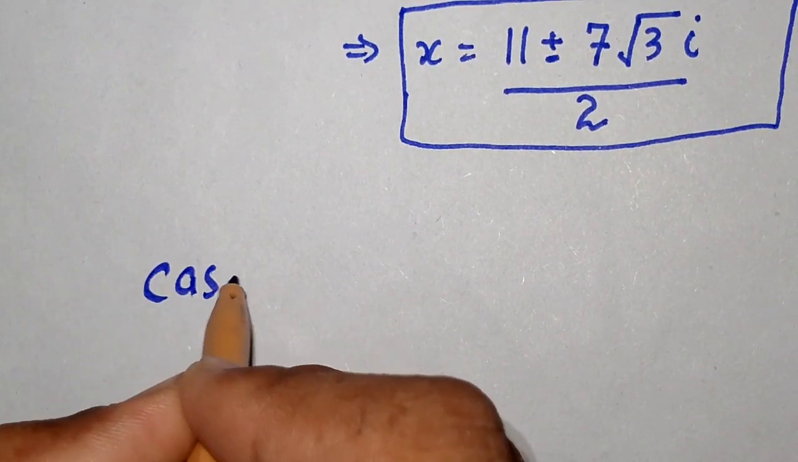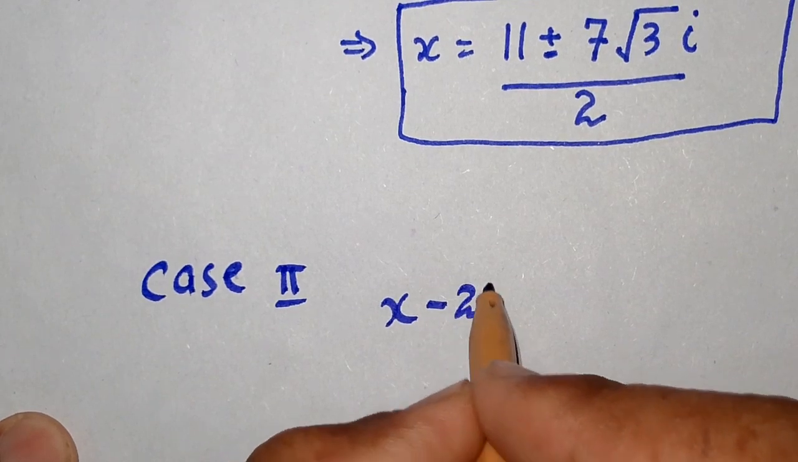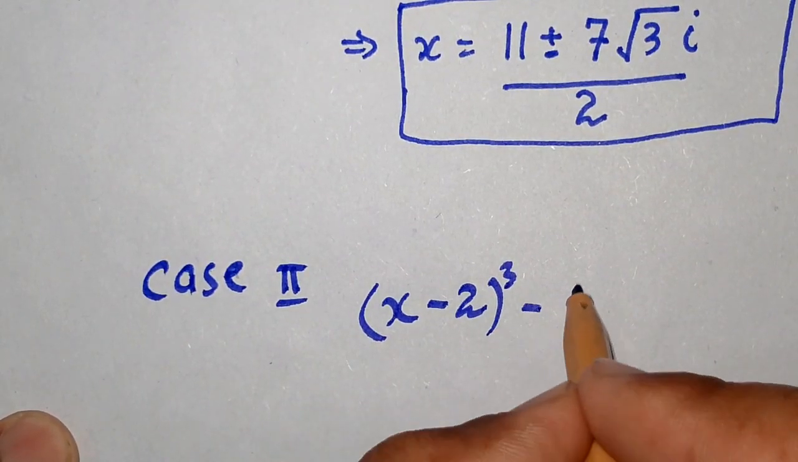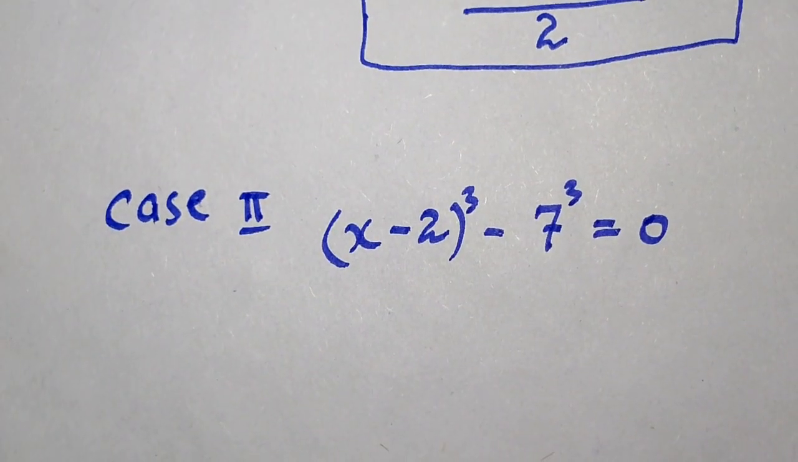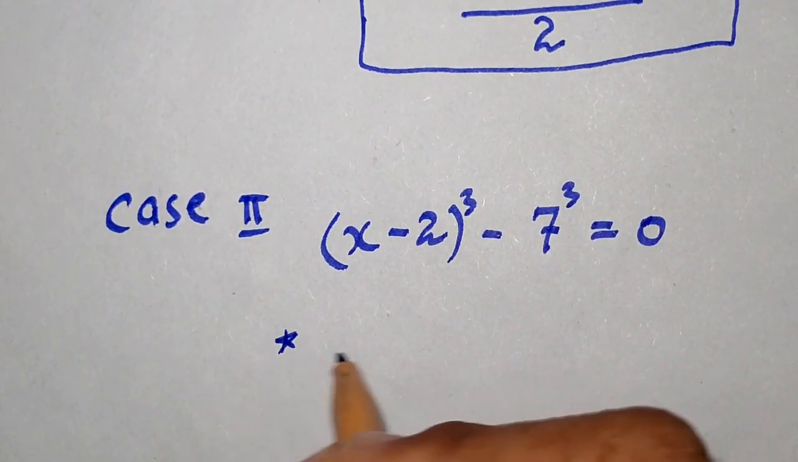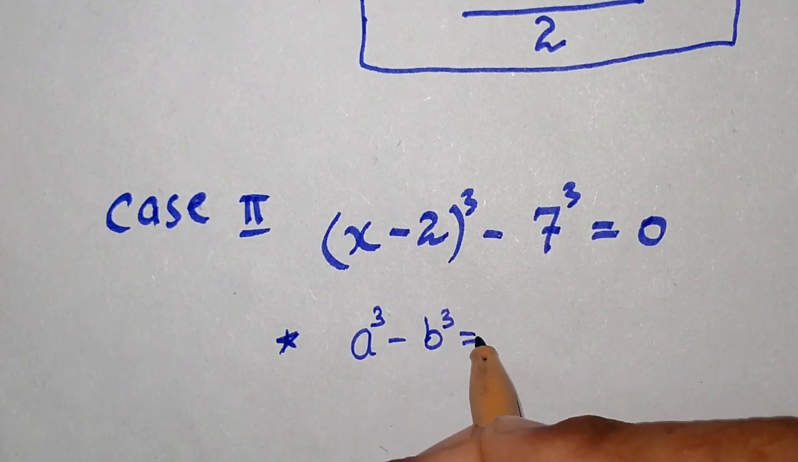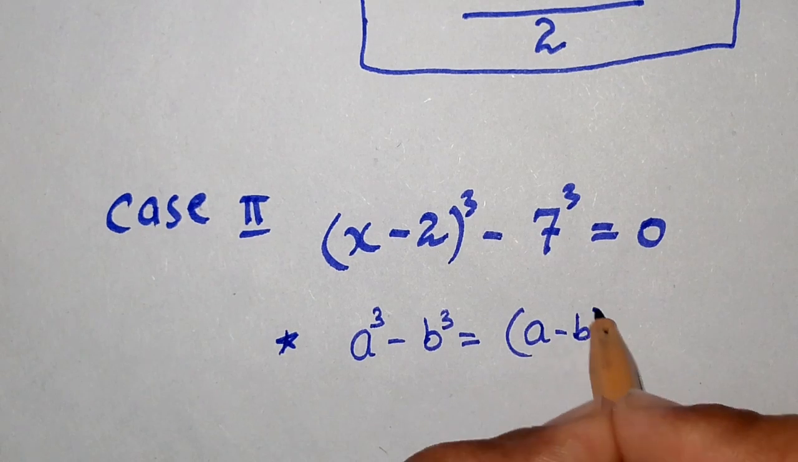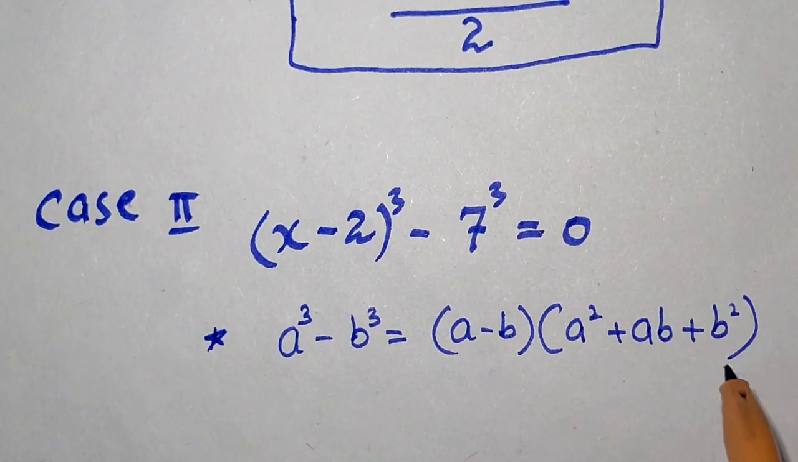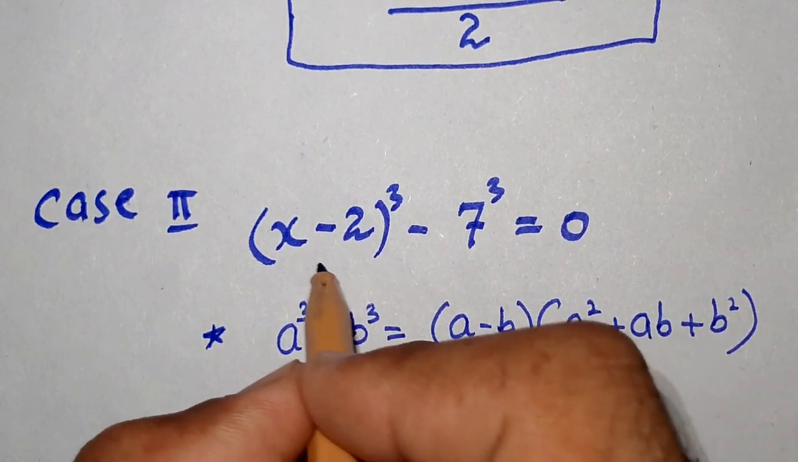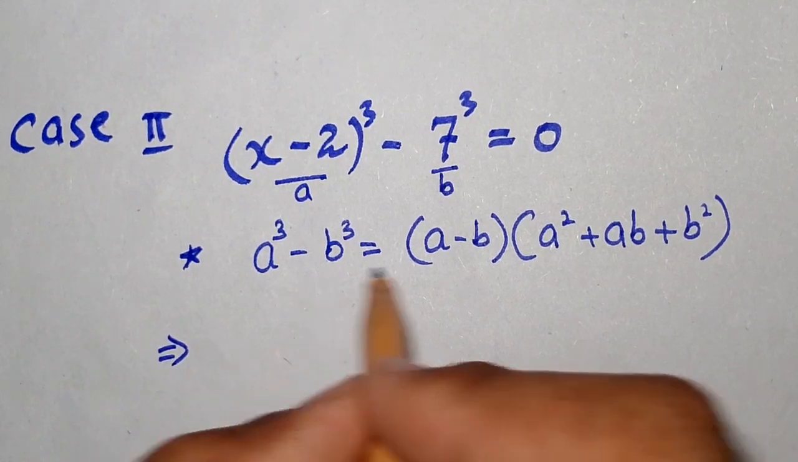Case number 2 is x minus 2 to the power of 3 minus 7 to the power of 3 is equal to 0. Now this is in the form of a to the power of 3 minus b to the power of 3, and this is equal to a minus b times a square plus ab plus b square. Now we have to apply this identity. So suppose this is a and this is b, so this will become a minus b.